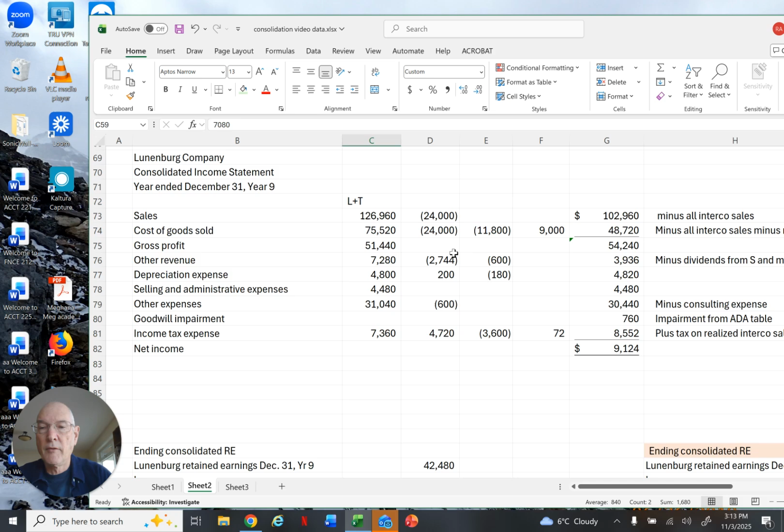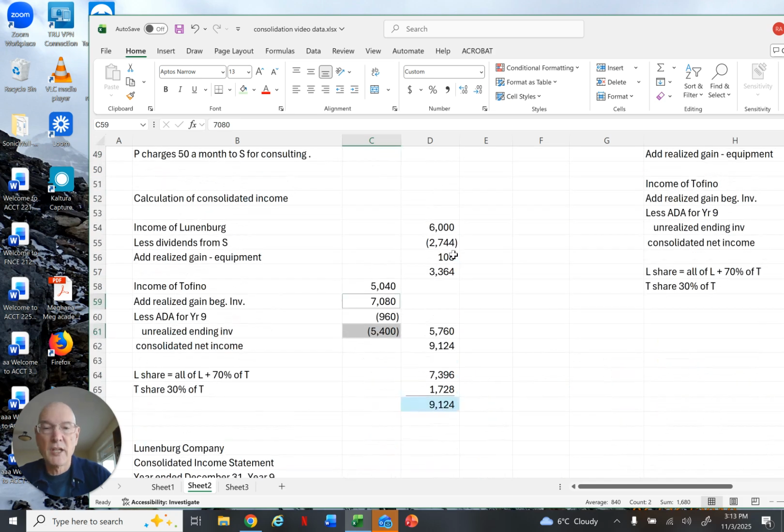Now, just want to mention this dividend from S.